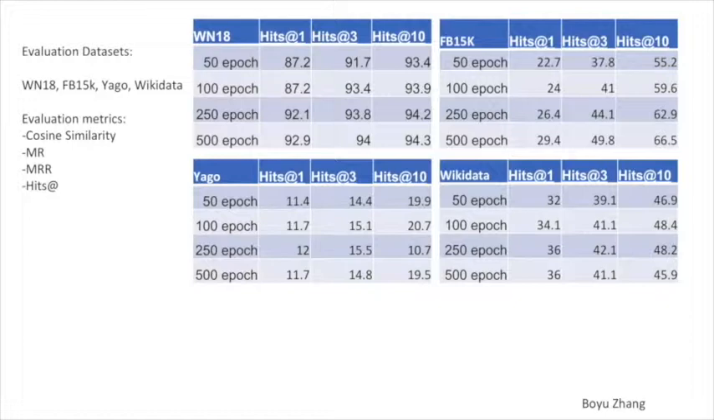WordNet, Freebase, YAGO, and Wikidata are datasets providing rich relation and entity information. The evaluation methods used are cosine similarity, MR, MRR, and Hits@N. Hits@N reports the ratio in which the correct prediction occurs within the first N results. The authors of the paper only used MRR and Hits@N to evaluate it.